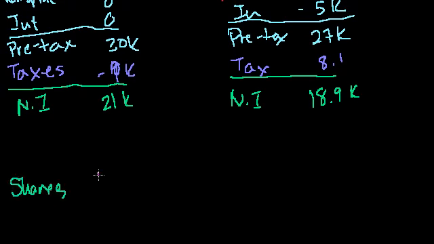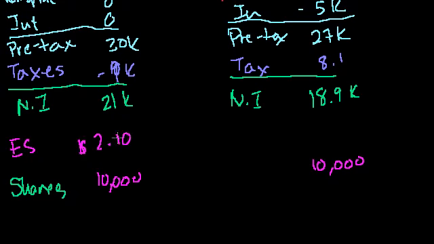I'll arbitrarily switch colors. 10,000 shares. So EPS, this guy made $21,000 this year, divided by 10,000 shares is $2.10 per share. This guy, 18,900 divided by 10,000 is $1.89 per share.